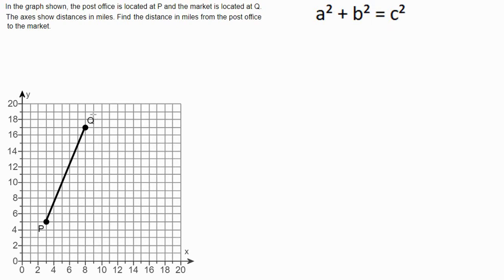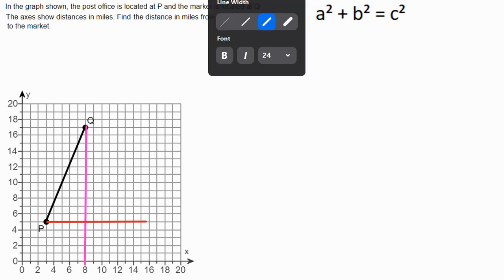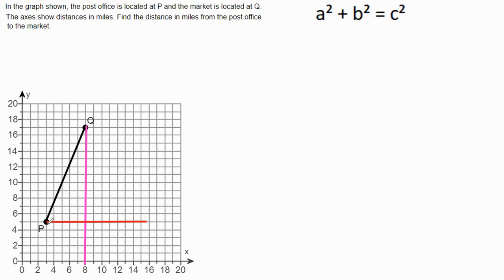So what we want to do is make a triangle out of this. So I'm going to connect it. I'm going to draw a straight line from Q somewhere down to here, just way down below, and then I'm going to draw a red line. And I want to count how many spaces each of those lines are to connect them. So for the red line, it's 1, 2, 3, 4, 5. And for the pink line going up and down, it's 1, 2, 3, 4, 5, 6, 7, 8, 9, 10, 11, 12. So this is 12 units tall.